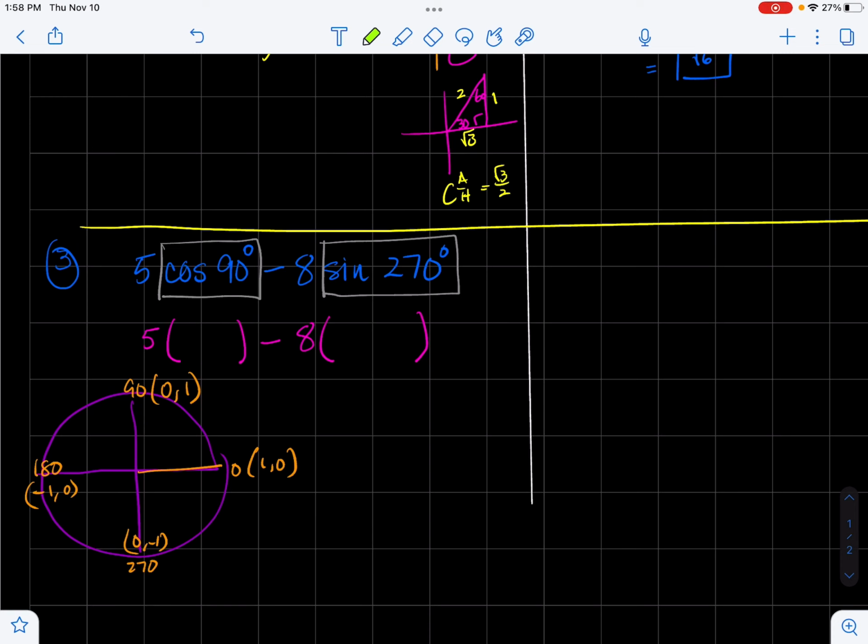So to find cosine value, cosine is adjacent over hypotenuse, but like I said, there's no triangle associated here, so I can't use that.